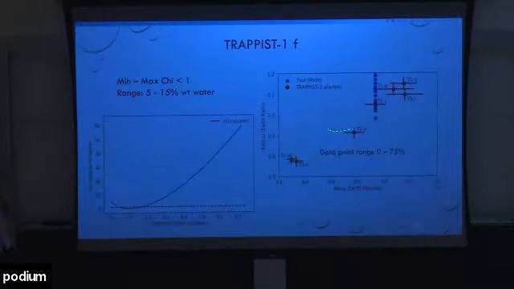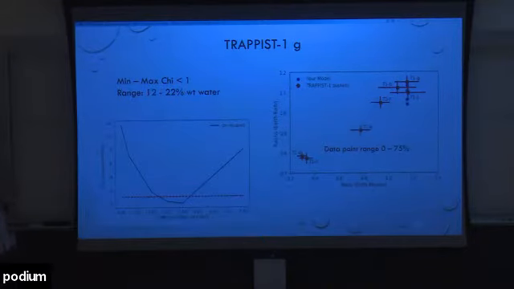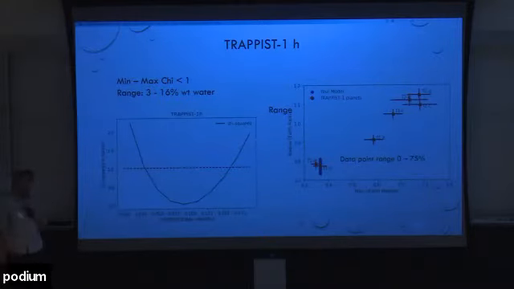TRAPPIST-1F, same deal, wide range of parameter space, so low chi-squared, 5 to 15. And TRAPPIST-1G is between 12 and 22% water in the range. Again, full parameter space was explored, so that you get a good sense of that range there. Okay. Oh, and 1H. So many. Between 3 and 16% water for TRAPPIST-1H down here, so a good range of data space explored.